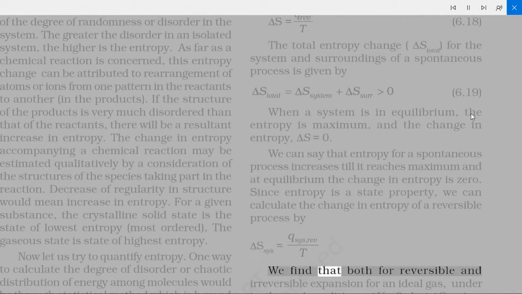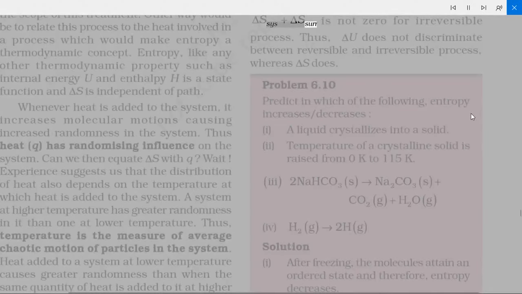We find that both for reversible and irreversible expansion for an ideal gas, under isothermal conditions, ΔU is equal to 0, but ΔS_total = ΔS_sys + ΔS_surr is not 0 for irreversible process. Thus, ΔU does not discriminate between reversible and irreversible process, whereas ΔS does.